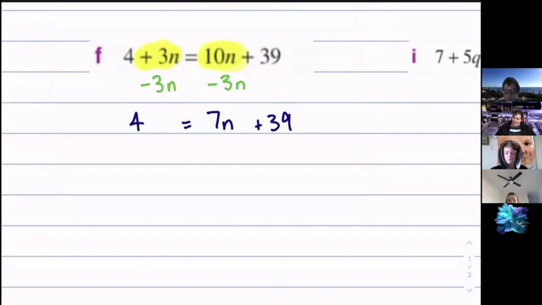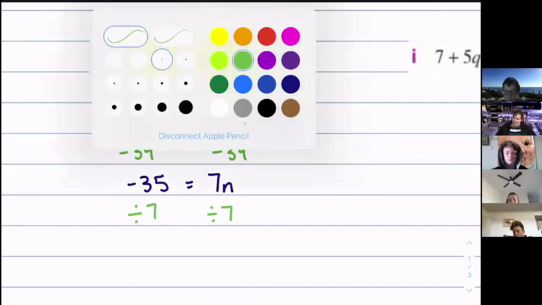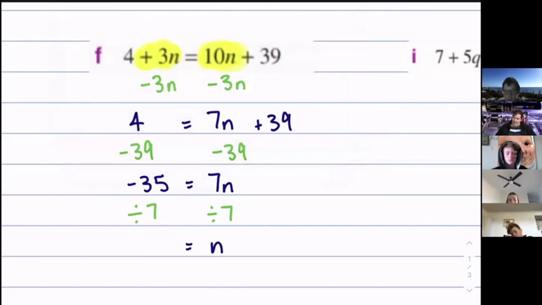We know we have to subtract 39 first. So we end up with 7n on the right-hand side, and 4 minus 39 is negative 35. And then we're going to divide by 7 after that. So we end up with n equals negative 5, and you're welcome to leave it that way around.